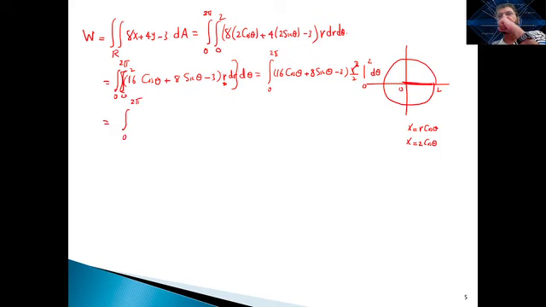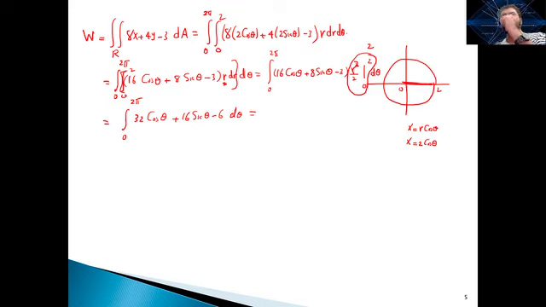So by the way, all of this is 2, right? Put the 2 here. 4 over 2 is 2, and then 0, so it's 2. Multiply it by 16, so you get 32 cosine theta plus 16 sine theta minus 6 d theta.